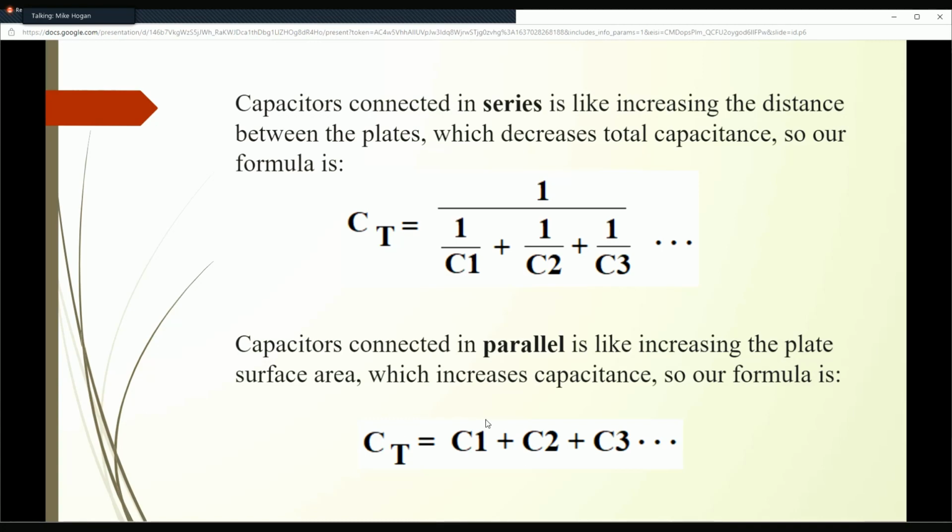versus in parallel, where I'm adding these components together. I just add them together to get my total capacitance in parallel.